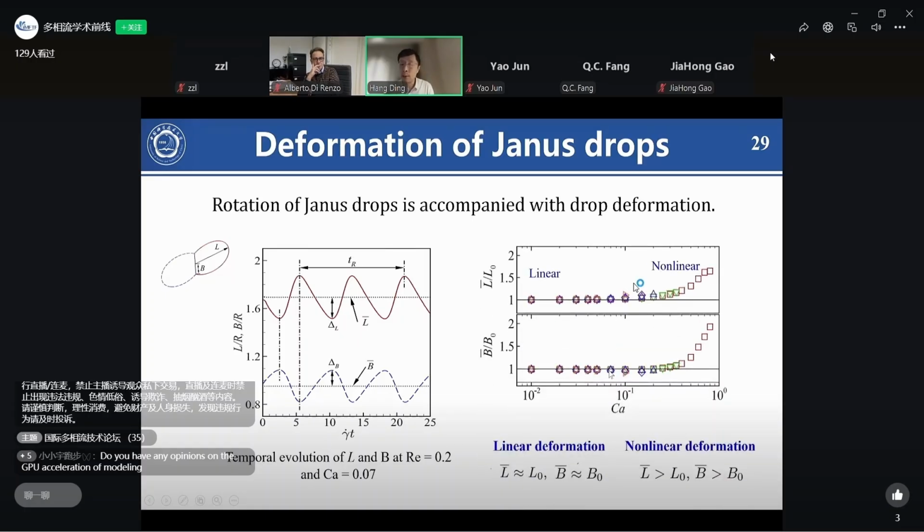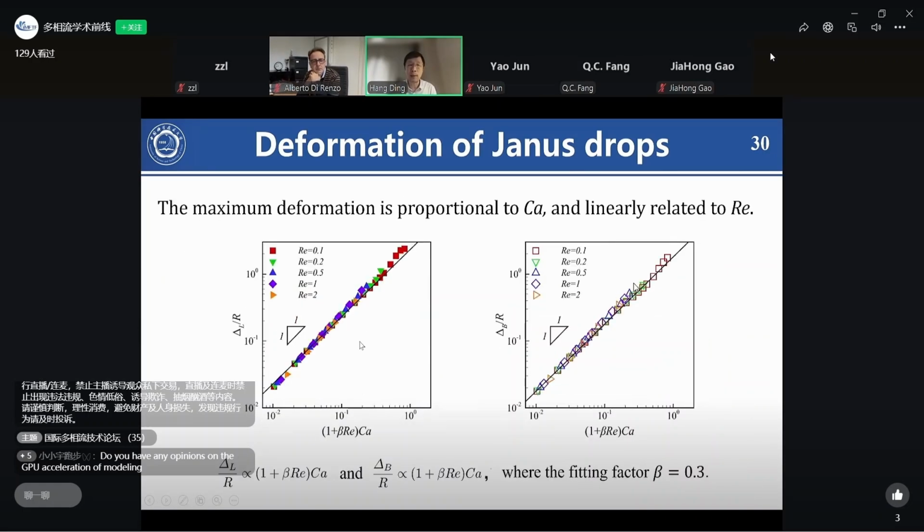So if we can do this, we can do many calculations, for example, as a function of capillary numbers. For small capillary numbers, we can see that the average value of L is equal to the L of the droplet at rest. With the increase of the capillary number, you can see that the average value becomes larger than the initial value of L. We call this regime the nonlinear deformation regime, where L is larger than L0 and B bar is larger than B0 here.